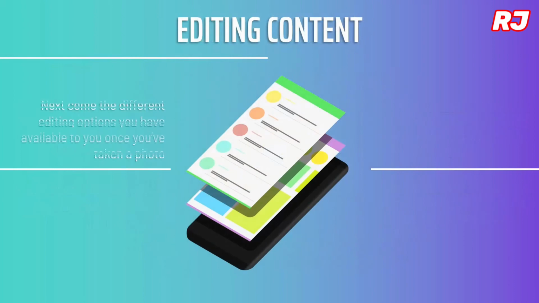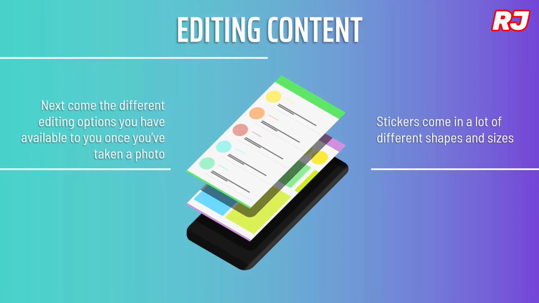Editing content. Next come the different editing options you have available to you once you've taken a photo. These include stickers, which you can apply around the image's decoration. Stickers come in a lot of different shapes and sizes. You'll search through them based on category, and from there you can add them to your post. These are updated all the time and provide a great way to quickly communicate a concept to your viewers, so they're worth exploring.